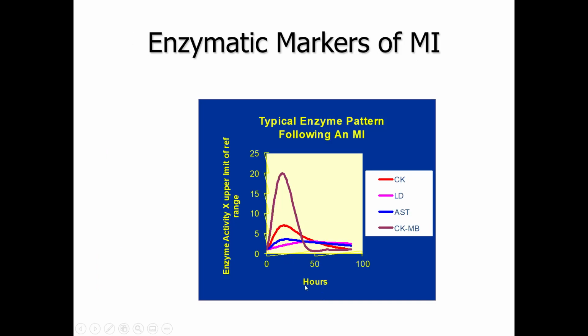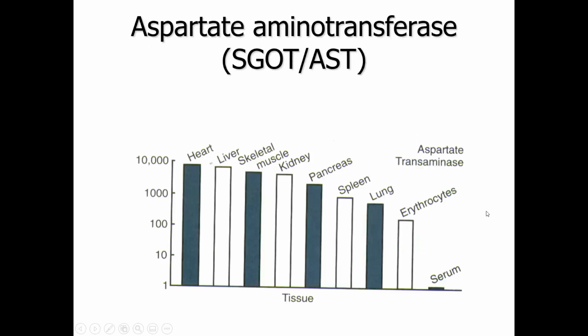So here you can see the diagnostic window. If we're at 50 hours, everything starts to drop off at that time, but you can see CK when that peaks, LD peaks a little bit later, AST peaks earlier, and CKMB peaks earlier as well. Aspartate aminotransferase has a little bit higher specificity for the heart, but you can see all of the other areas where we might see elevated levels. Liver is another one that this one is used for.